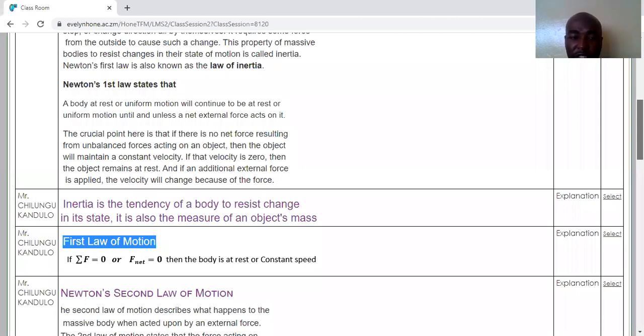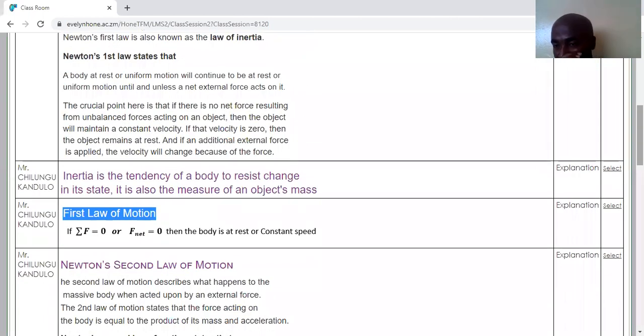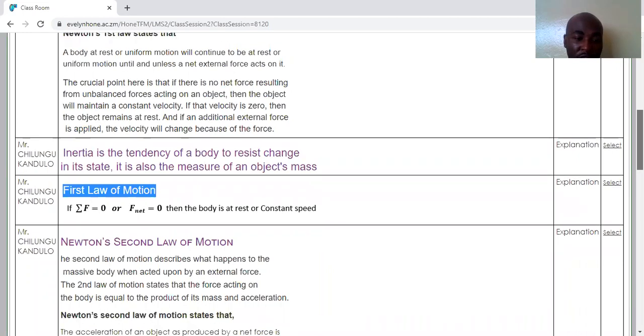Newton's first law says if the net force is 0, then your body will move at a constant speed. Are there any questions on Newton's first law? All right, then I can move to Newton's second law.